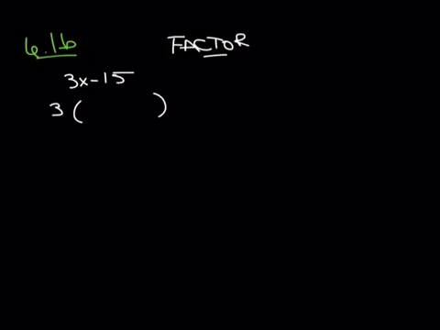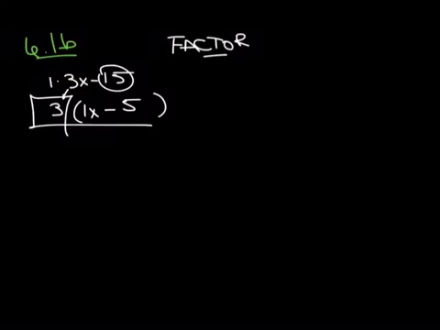So once I pulled the 3 out of here, what do I have left? Well, remember on the last one I said we always have 1 as a factor. So what do I have left when I pulled the 3 out? I've got a 1x left. What do I have when I pulled the 3 out of the 15? I have 5. And there's my answer. I factored it. There's my greatest common factor, and there is what is left.